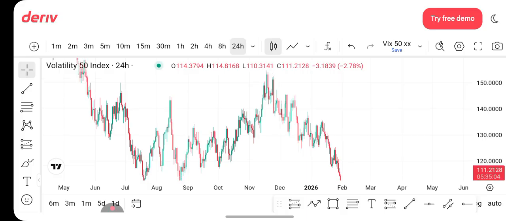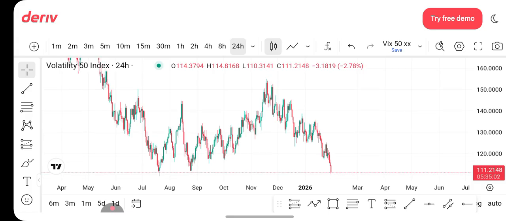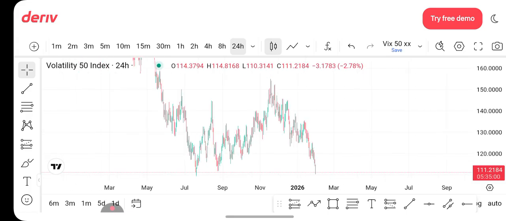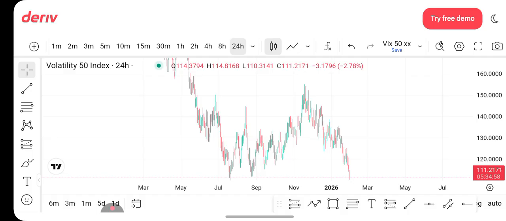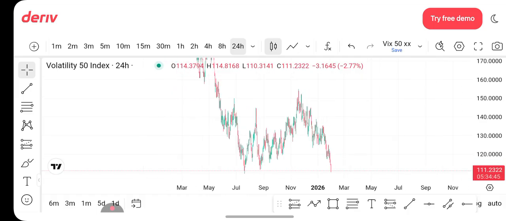So, a lot of you guys may be familiar with top-down analysis. That's what I'll be doing here, basically. And then structure, maybe a little bit of liquidity inducement, but just structure and point of interest, order blocks, and we are good to go.